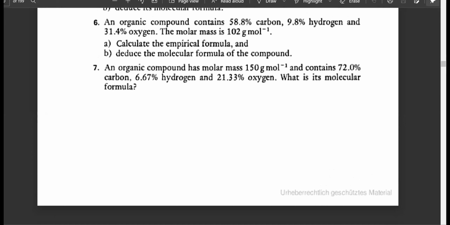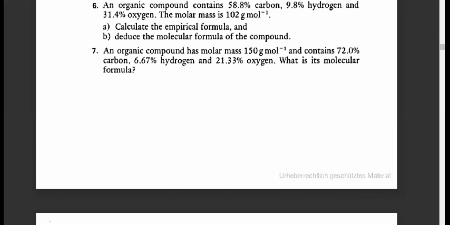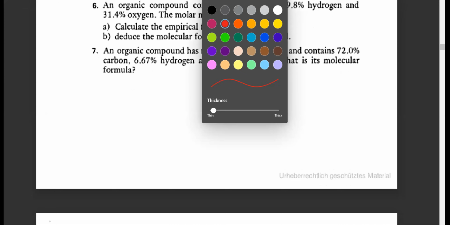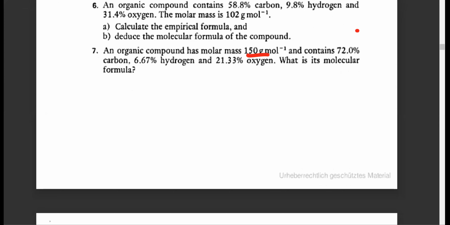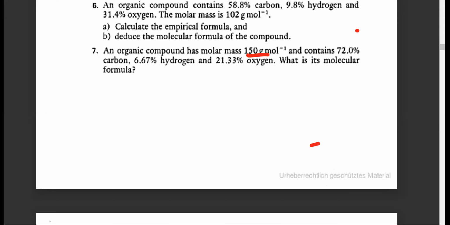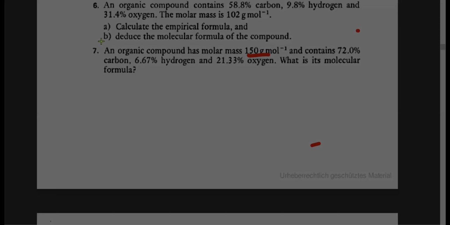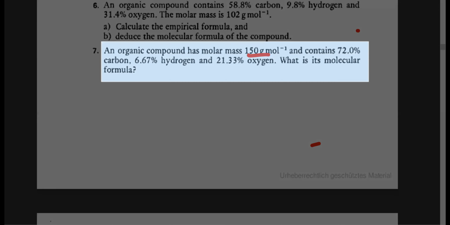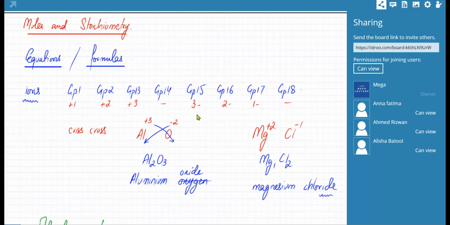Let's try and do this question over here. The molar mass is the molecular formula. It's the mass of the... it's the MR. Okay, so that's your MR. Let's try and do that. That's 150, and you're given 72%. I'm just going to copy this question, and we can try and do this question on the board here.